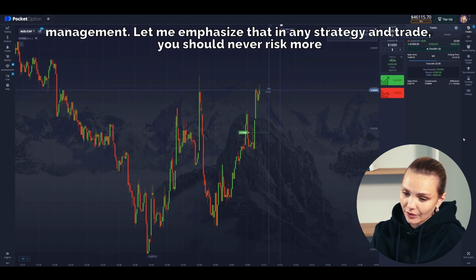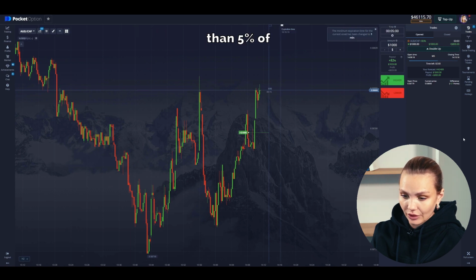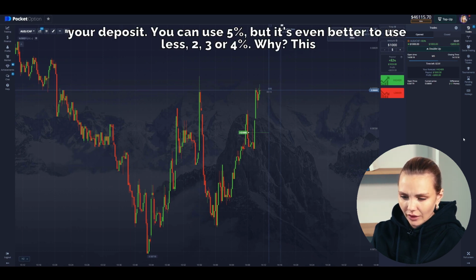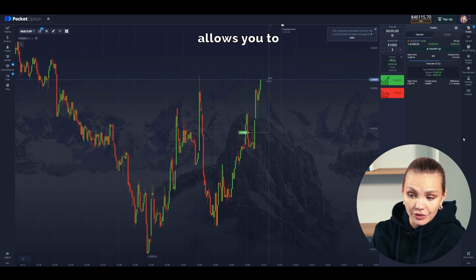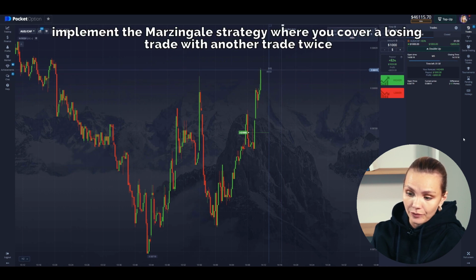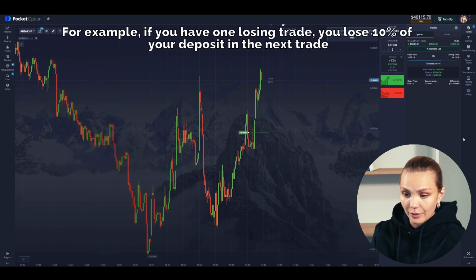proper money management. Let me emphasize that in any strategy and trade, you should never risk more than 5% of your deposit. You can use 5%, but it's even better to use less, 2, 3, or 4%. Why? This allows you to implement the martingale strategy where you cover a losing trade with another trade twice the size. For example, if you have one losing trade, you lose 10% of your deposit in the next trade.